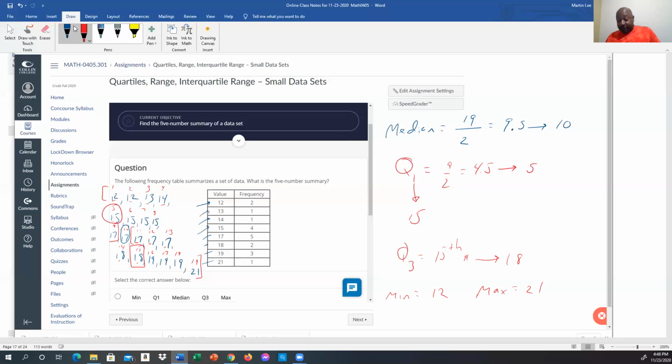So that's it for the 5-number summary. We have the minimum, we have Q1, Q2, which is the median, we have Q3, and then we have the max. Okay, next problem.